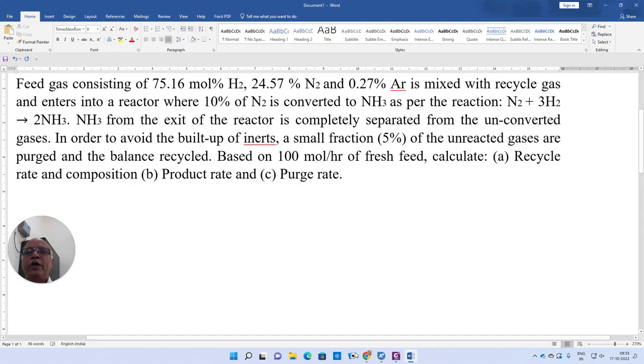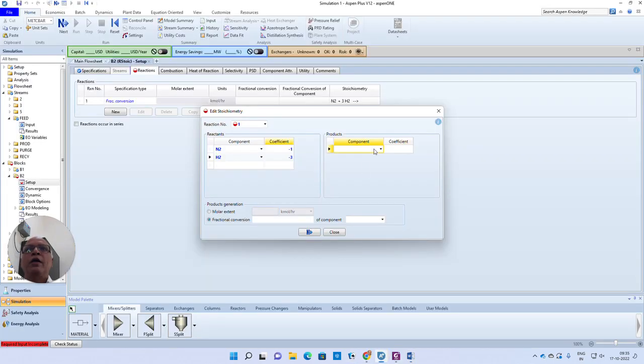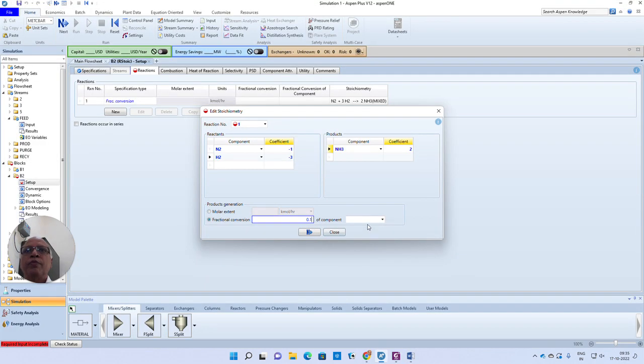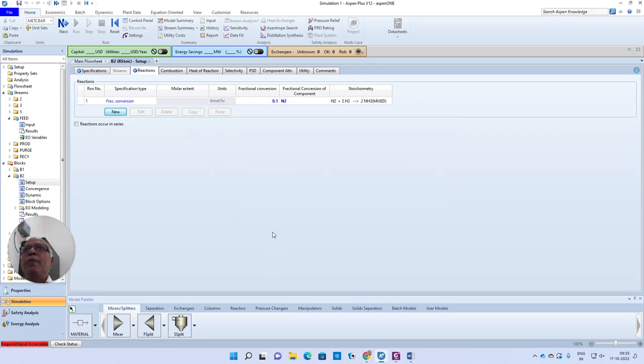N2 plus 3H2 giving rise to 2NH3. And the product is ammonia, which is 2. And we were given that the conversion is 0.1, 10% with respect to. So we have specified this. Now go to the next step. That means the reactor block has been completed.